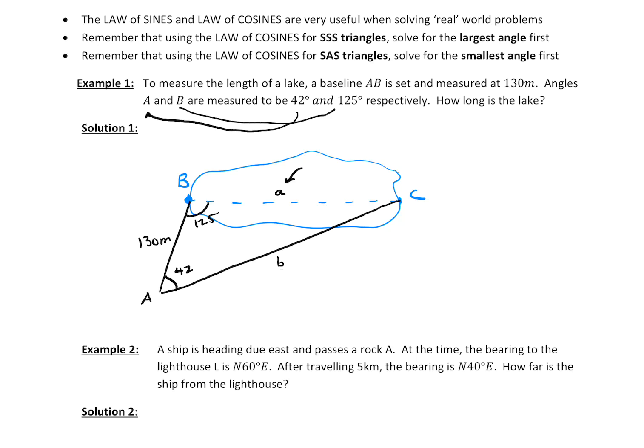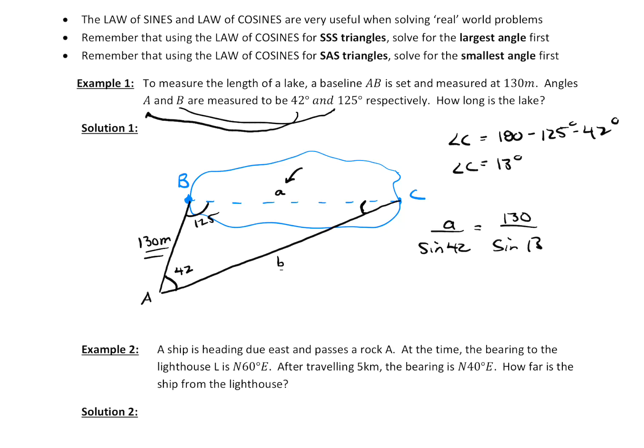So if you wanted to use the sine law, you have a side here, but you need this angle. Okay, well, you can find angle C, because angle C is 180 degrees minus 125 degrees minus 42 degrees. So angle C is 13 degrees. After we have angle C, we can now use the sine law. I need A, so I'm going to put my sides on the top of my proportion. So A over sine 42 is equal to C, which is 130, over sine, and I just found it, 13.